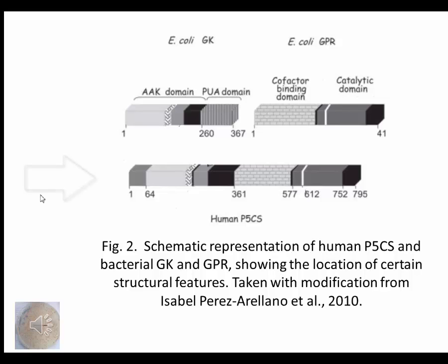And then just below it is the human P5CS protein. In eukaryotes, the proB and proA genes have fused, producing a single multi-domain protein of 795 amino acids. And as we see here, bacteria have two separate genes. But as noted earlier, glutamate kinase, or proB, is dependent on glutamyl phosphate reductase to function, whereas glutamyl phosphate reductase, or proA, can function independently.